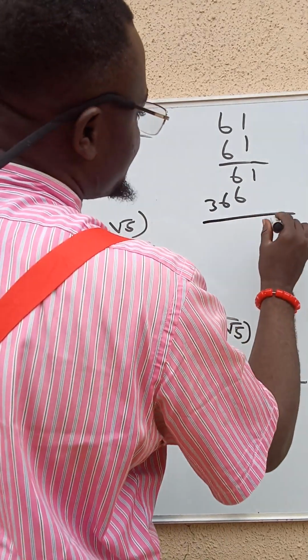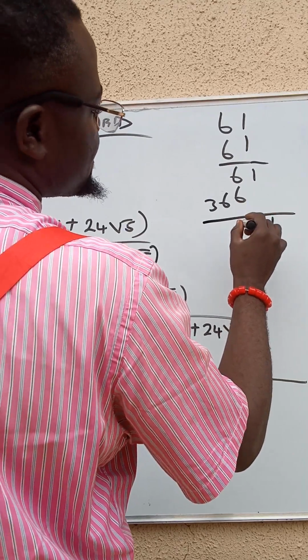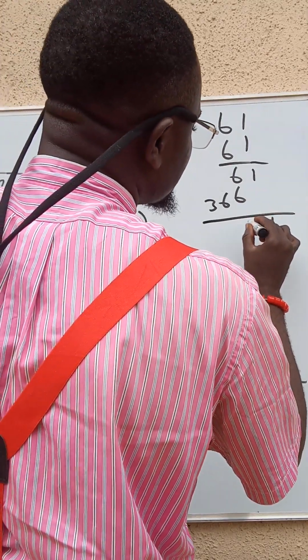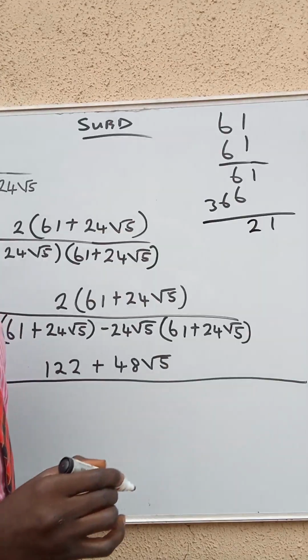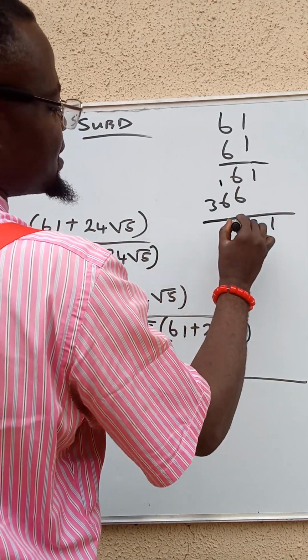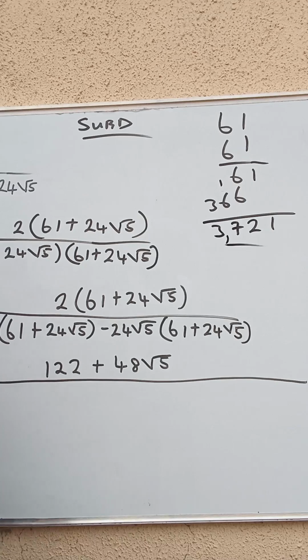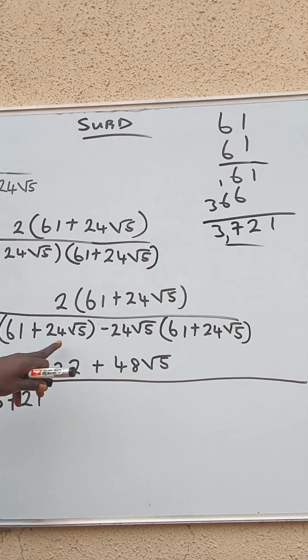Good. So you now bring it here. 1, 6 plus 6 is what? 6 plus 6 is 12. Bring that one that you carry to this place. This is 7. And this is what? 3. You have 3,721. So you bring it here. 3,721. Good.